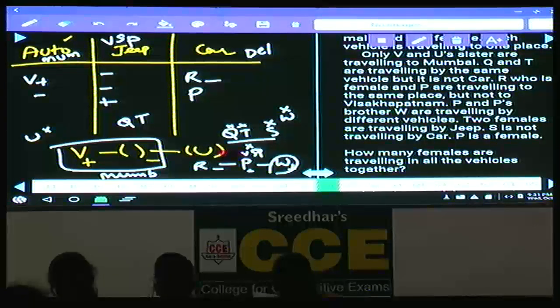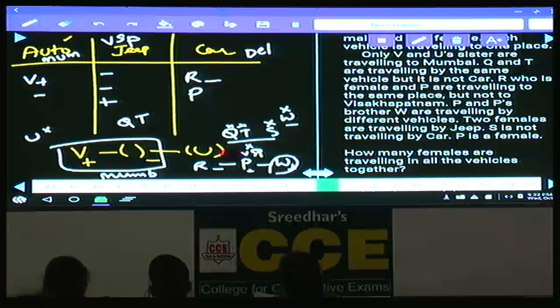As W cannot be at this place, then where should this W be? W must be jeep or auto. Why can't it be auto? Because W is a male. Here this person must be a female. Hence W cannot travel by car, W cannot travel by auto. Hence W must travel by jeep.